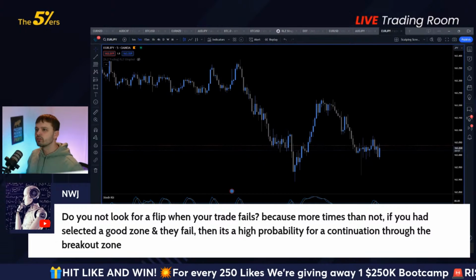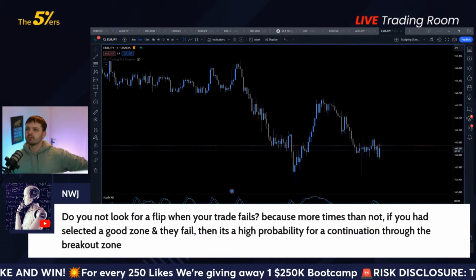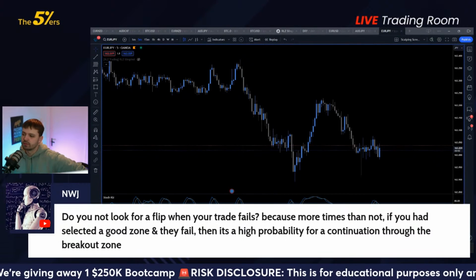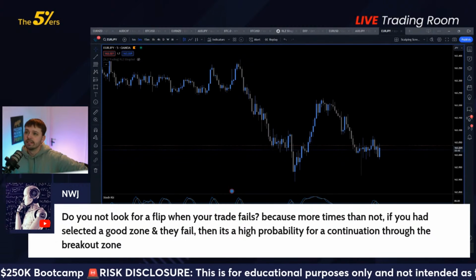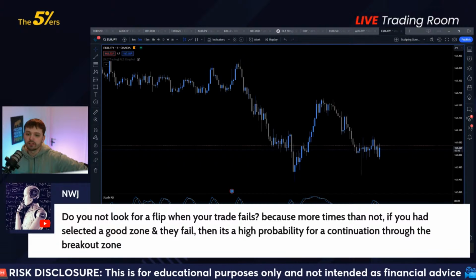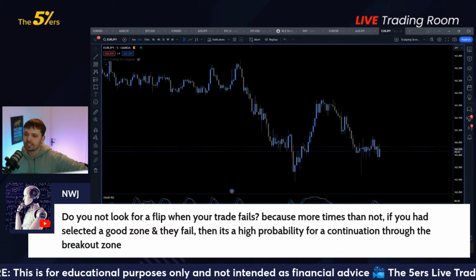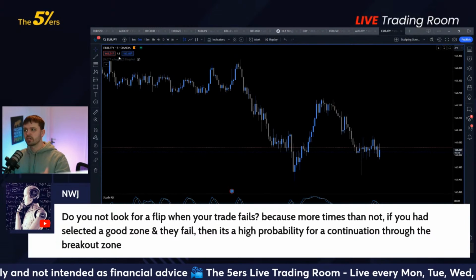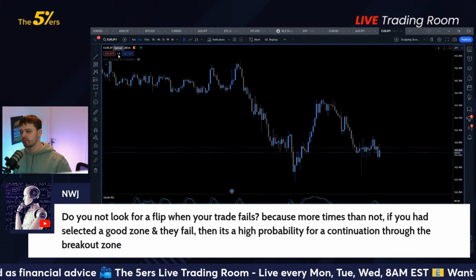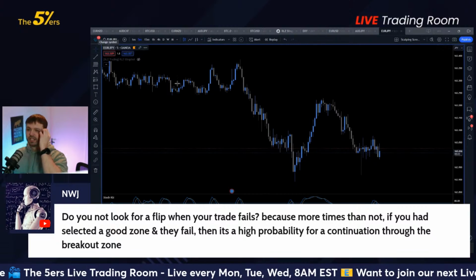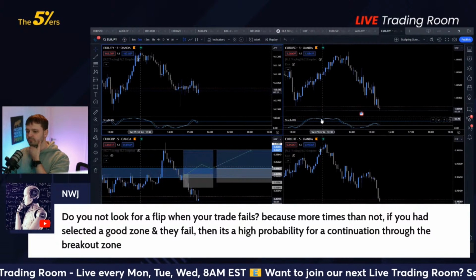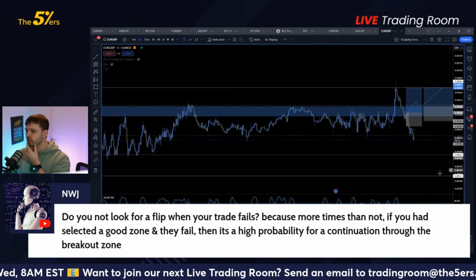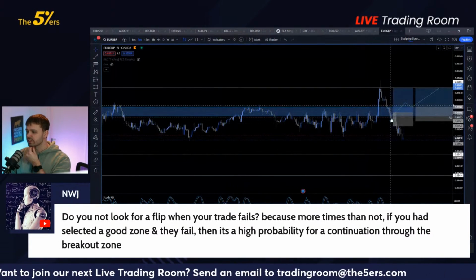Do not look for a flip when your trade fails, because more times than not, if you had selected a good zone and it fails, then it's a high probability for continuation through the breakout zone. This is something I've talked a lot about with Alex, where he basically says, whenever my stop loss is hit, the trade starts running in the opposite direction, and maybe I can flip positions. You can look at Euro GBP here, for example. Euro GBP hit my stop loss and then started running.